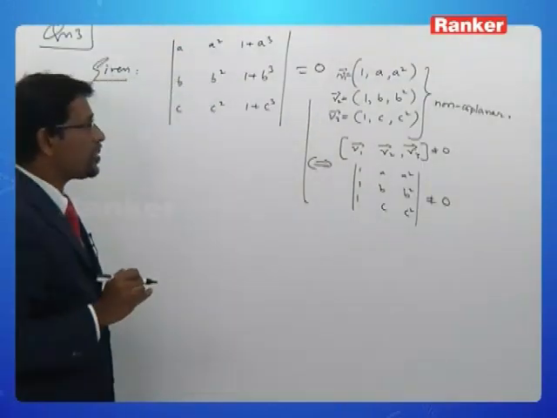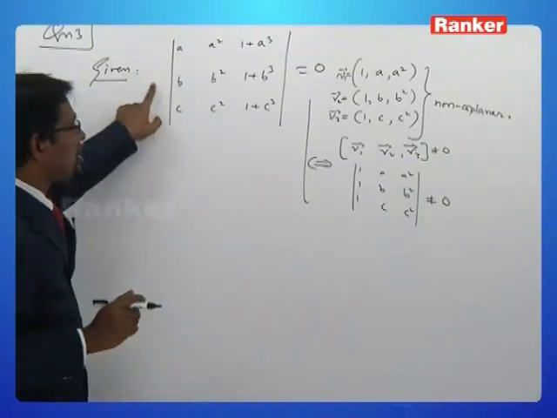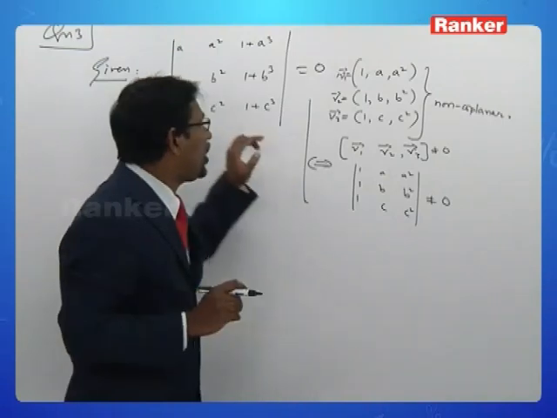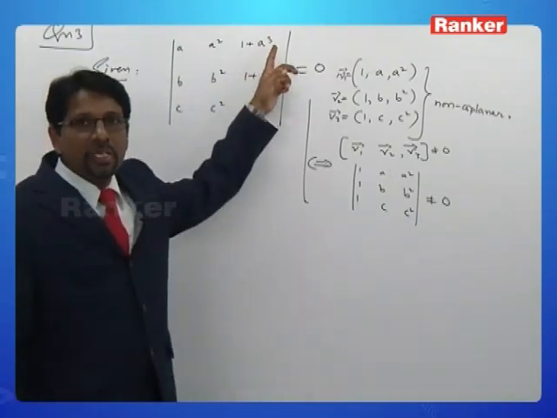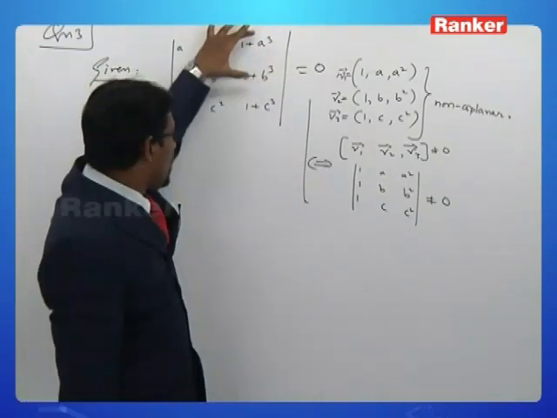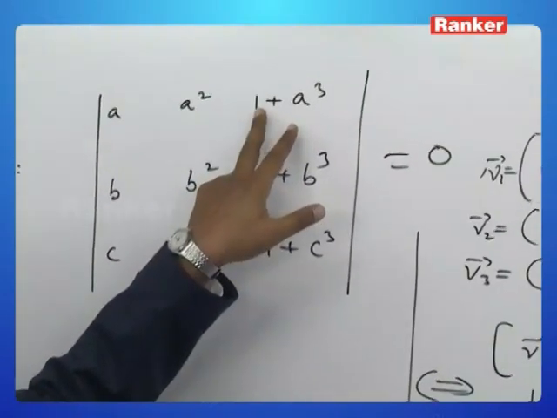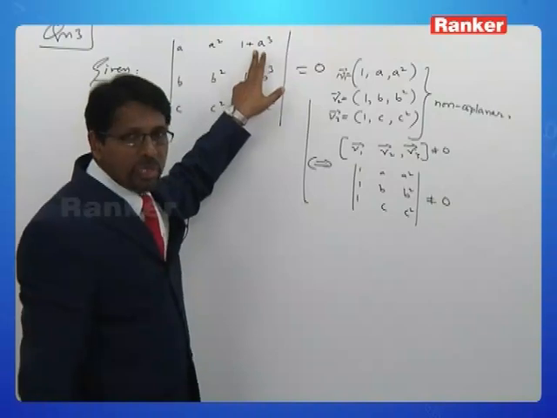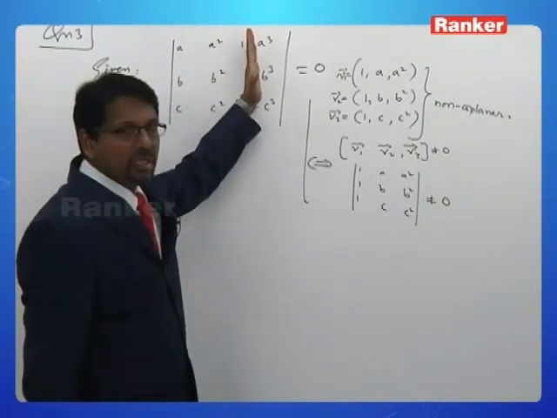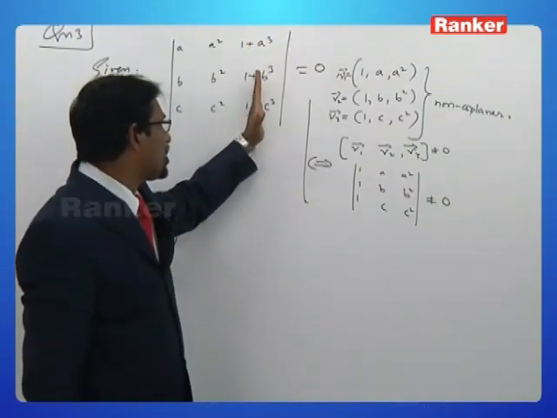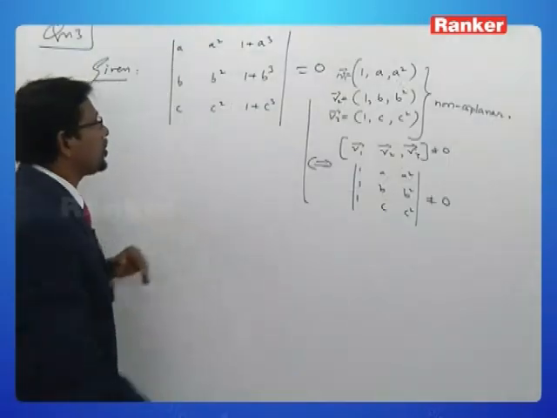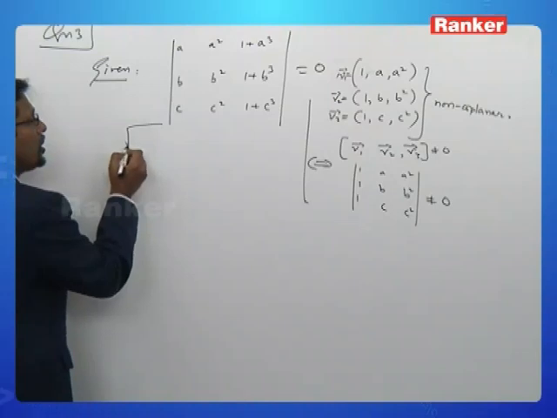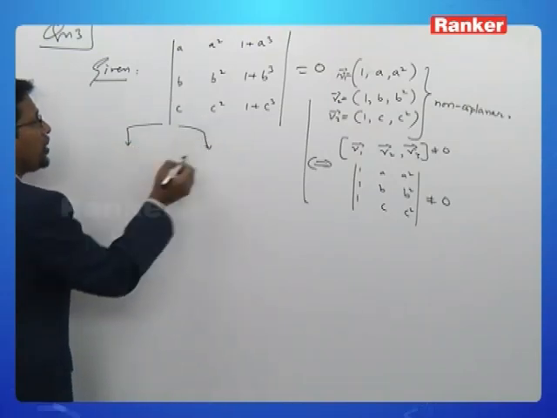So how do we use this part and this determinant being equal to 0 to get the value of ABC? Let's see how that can be done. Let's observe that the third column has two elements in each row, so it's a sum of two elements. We shall split the determinant into two determinants here, keeping the other two columns as they are. It gets split into two parts.